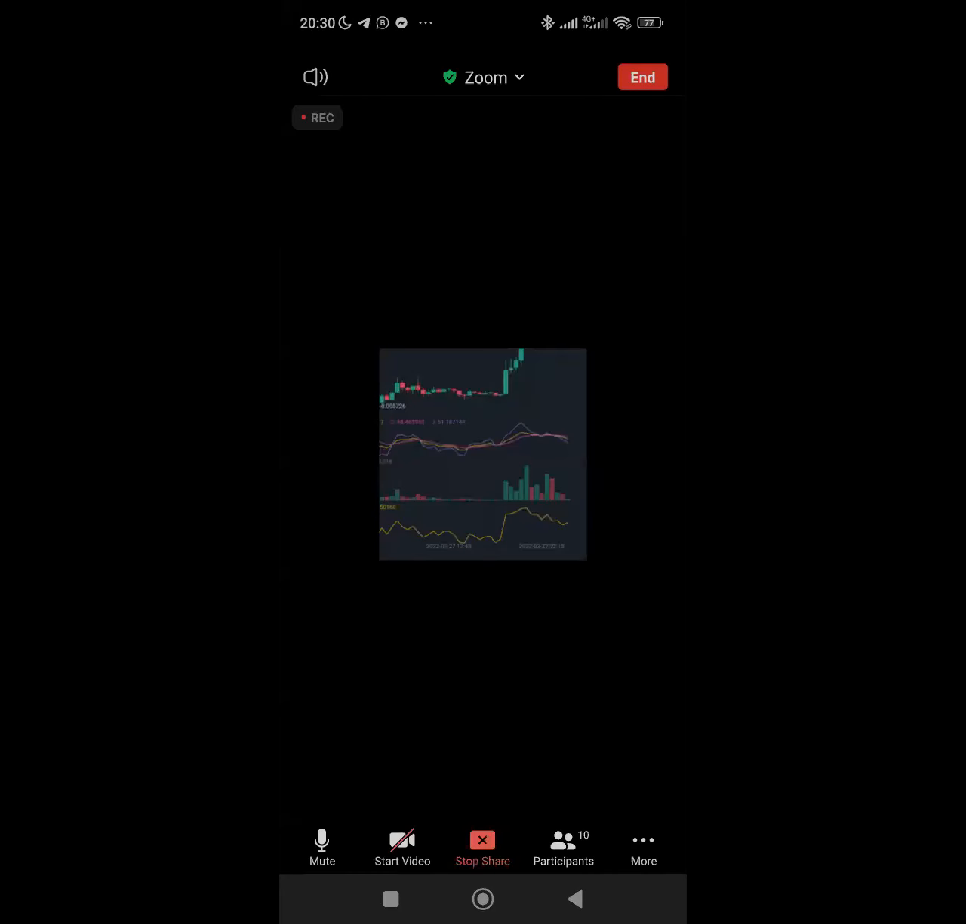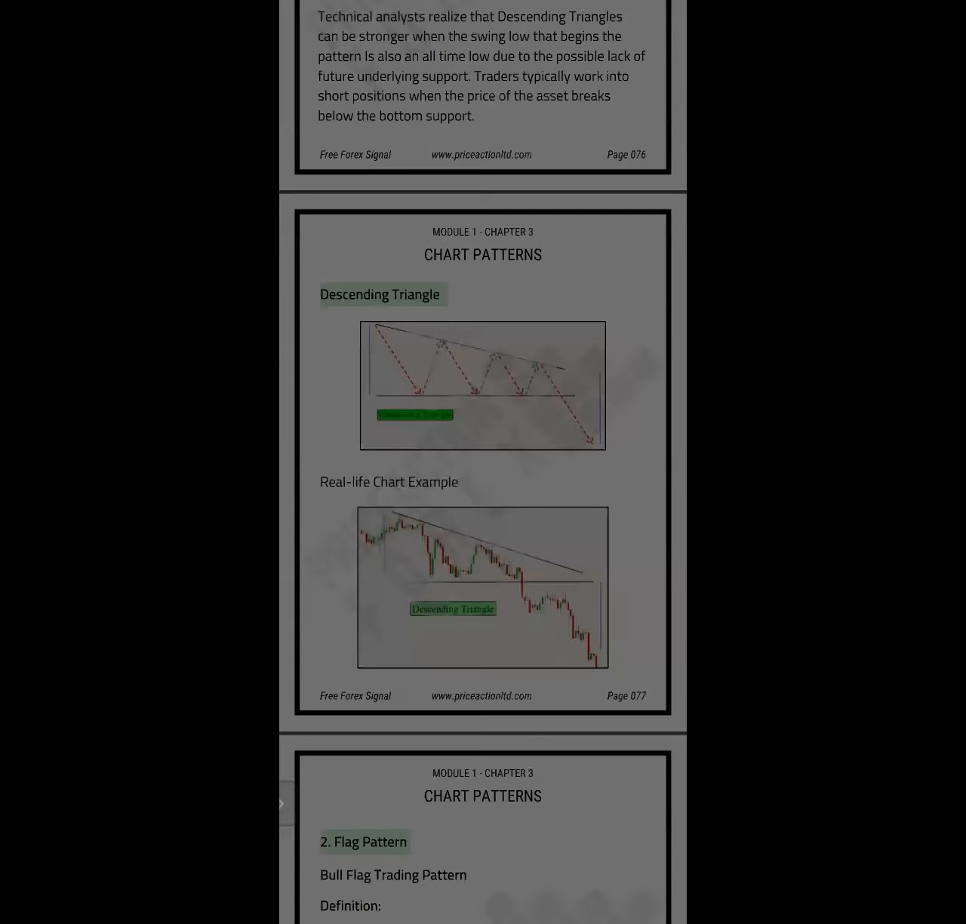And on the descending triangle, the resistance is downward sloping, while the support is horizontal.